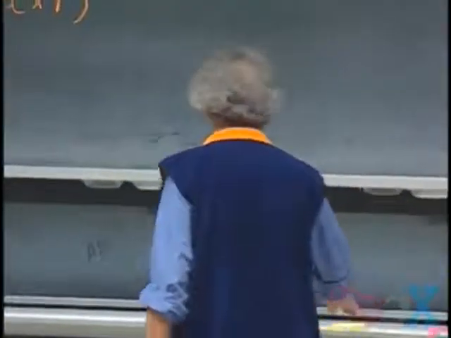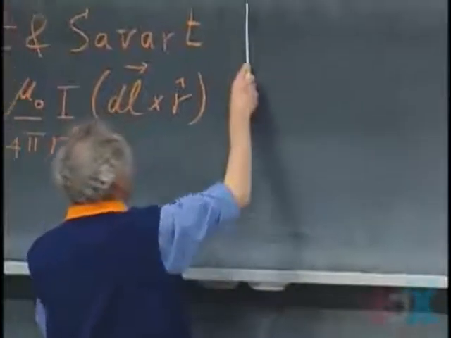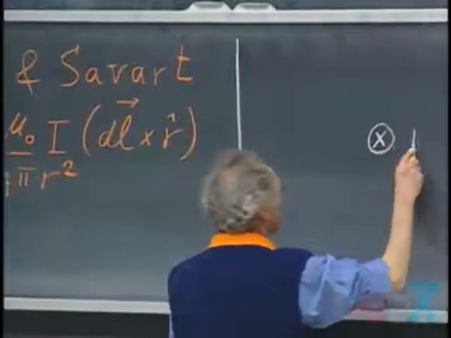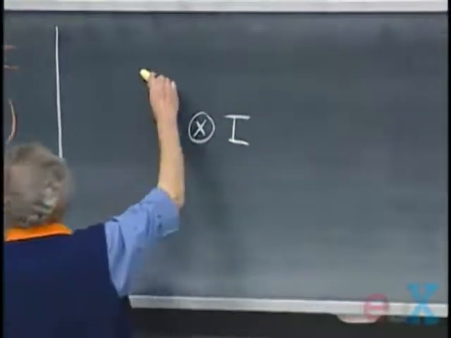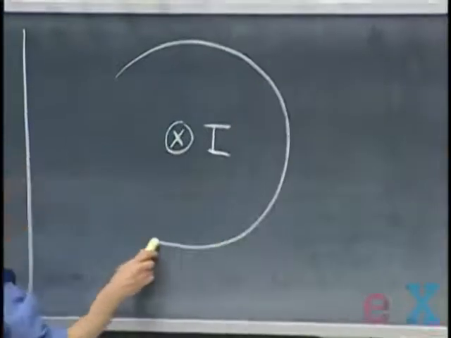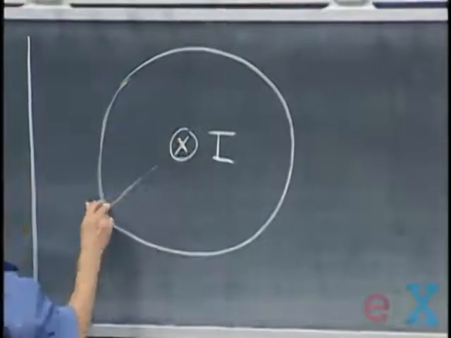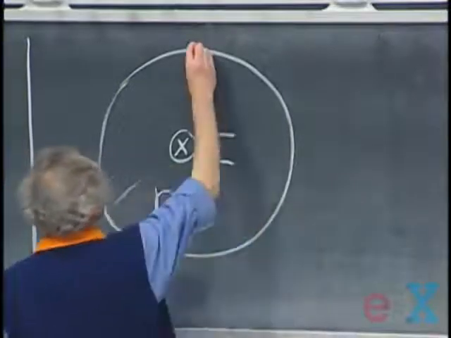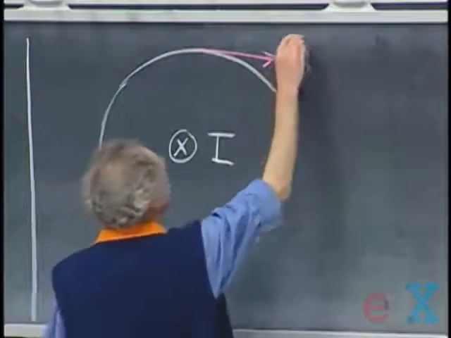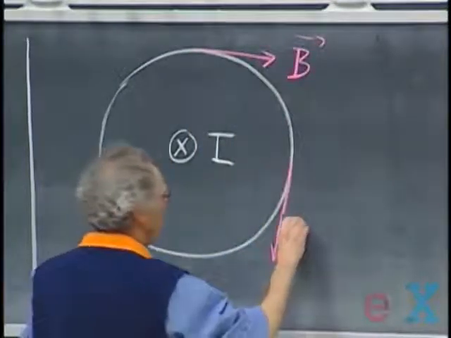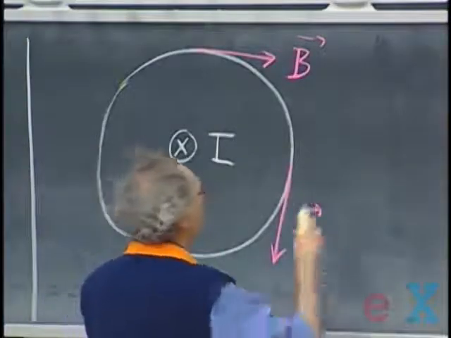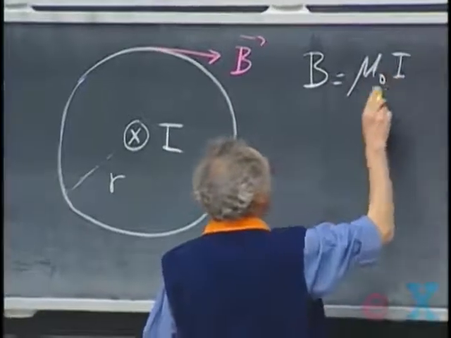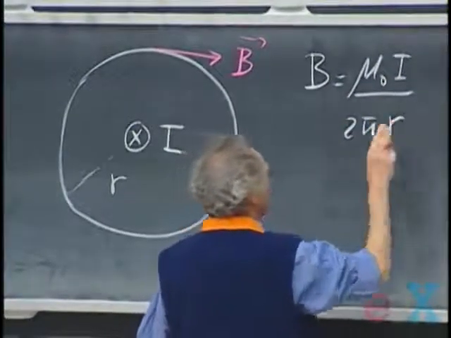We've seen last time, using Biot and Savart's formula, that if you have a current going straight into the blackboard, perpendicular to the blackboard, we get a magnetic field at a distance r, tangential to the circle, and the strength of that magnetic field equals mu zero times I divided by 2 pi r.